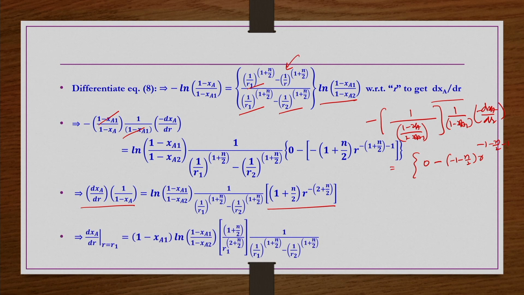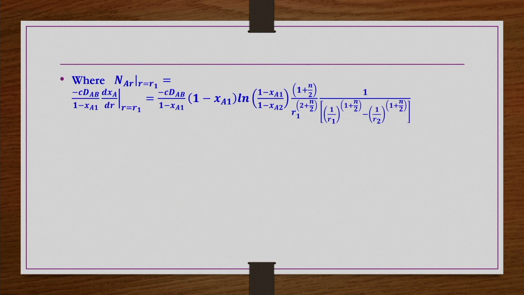So, now we need the flux at the droplet surface, which is evaporating. So, at r equals r1 we have to get this expression. At r equals r1, xA equals xA1. So, whatever 1 by (1 - xA1) is in the left hand side, that also we bring to the right hand side, and in this expression whatever r power minus (2 plus n by 2) is there, I am writing 1 by r power (2 plus n by 2), and then r we are replacing by r1.